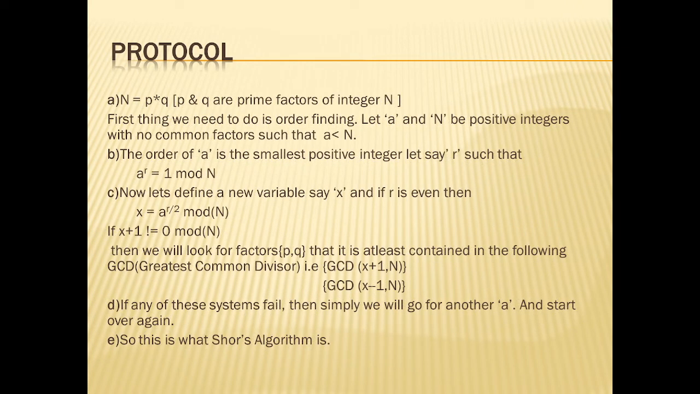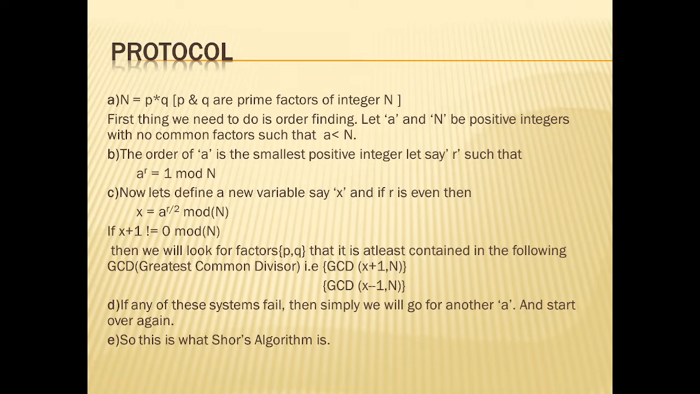So, the protocol of Shor's algorithm. Suppose n is a positive integer for which we need to find the prime factors, and n equals p times q, where p and q are the prime factors of n. The first thing we need to do is order finding. Suppose a and n are positive integers with no common factors, such that a is less than n, that is, co-prime numbers. The order of a is the smallest positive integer, let's say r, such that a to the power r is equal to 1 mod n.